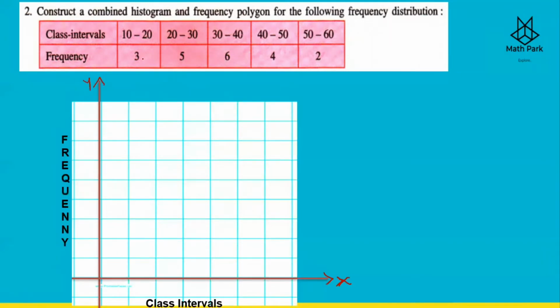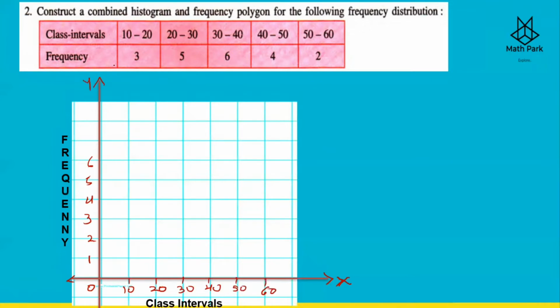Now here the readings are 3, 5, 6, 4 and 2. So we can straight have here 1, 2, 3, 4, 5 and 6 on the y-axis, the frequencies. Now it is 10 to 20, so the scale we can choose here is 0 to 10. The classes are already continuous: 10, 20, 30, 40, 50 and 60.